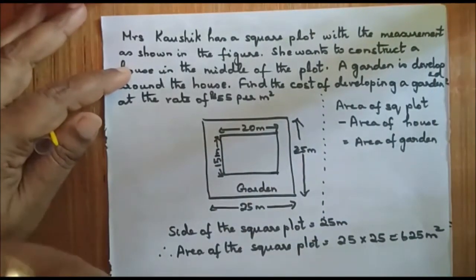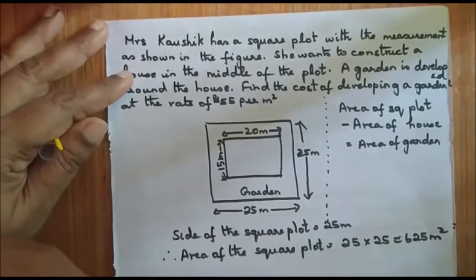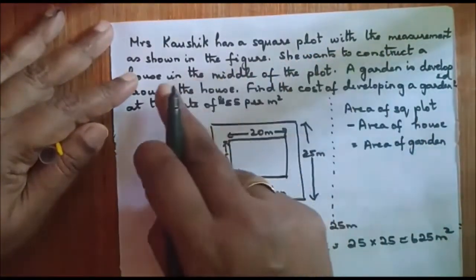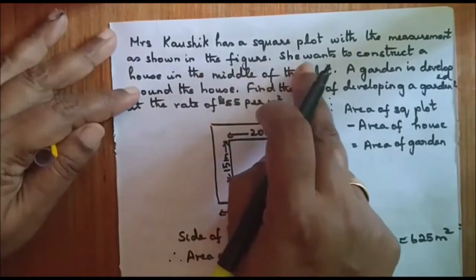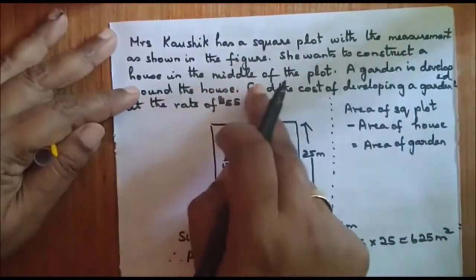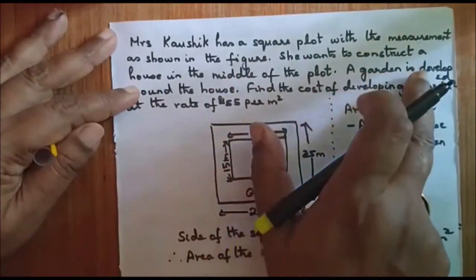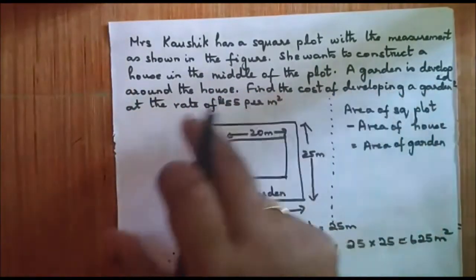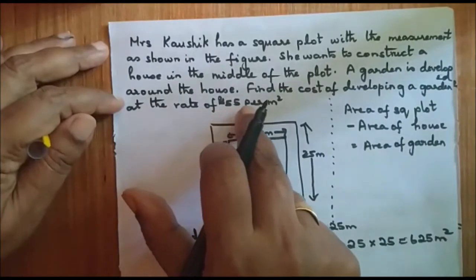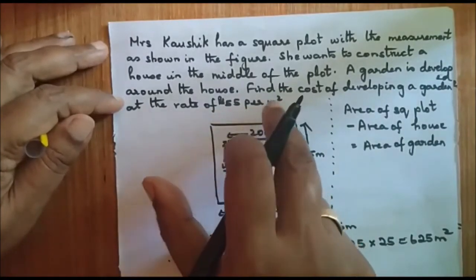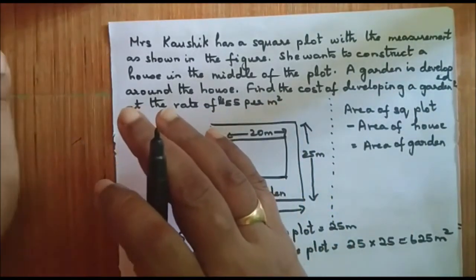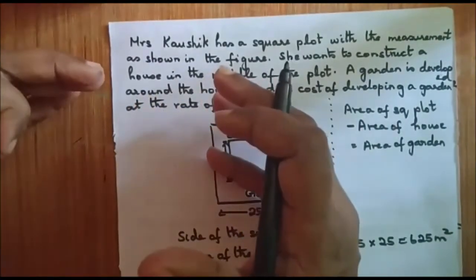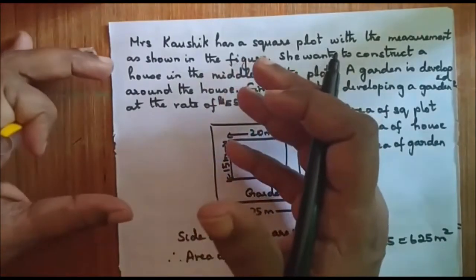Okay. Now let us go to the next problem. Mrs. Kaushik has a square plot with a measurement as shown in the figure. She wants to construct a house in the middle of the plot. A garden is developed around the house. Find the cost of developing the garden at the rate of rupees 55 per meter squared. Now you will be confused whether I have to find the area or the perimeter of the square plot, the house and all these things.